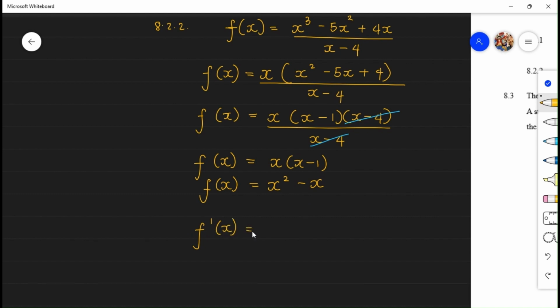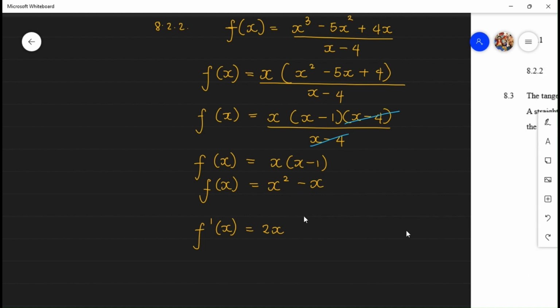So just as we previously did, we are going to multiply the exponent, which is 2, times the coefficient, which is 1. That gives us 2. We are then going to bring down our variable and then subtract 1 from our exponent. So 2 minus 1 gives us 1. So when we derive x squared, we end up with 2x.